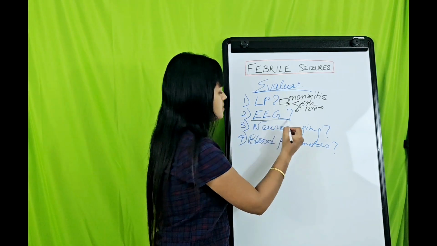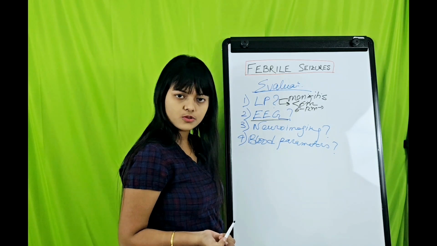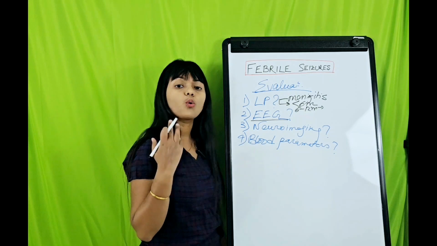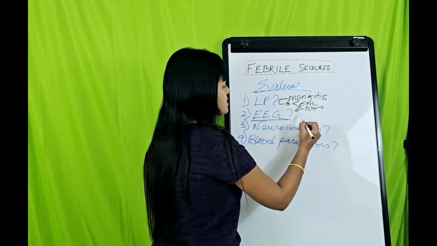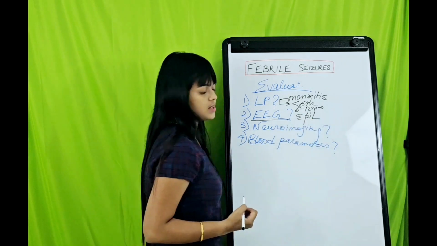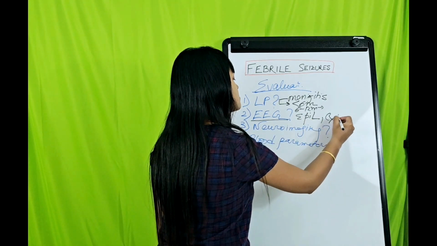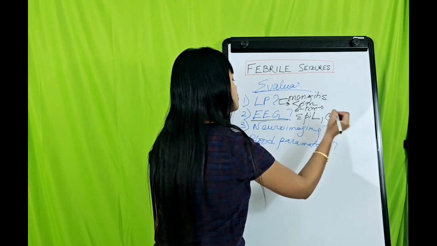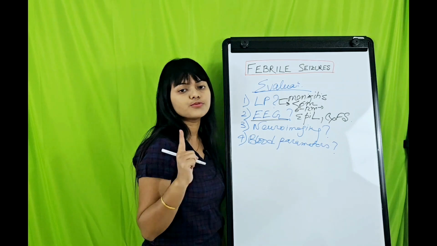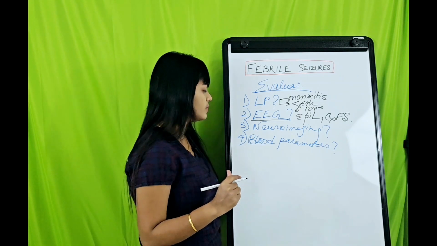Next is the EEG. Are you going to do EEG in a case of simple febrile convulsion? Of course not. So you will be doing EEG only if you are suspecting it to be a case of epilepsy. Or in case of complex febrile seizure, you may do EEG, but that should be done after 14 days, not before that.